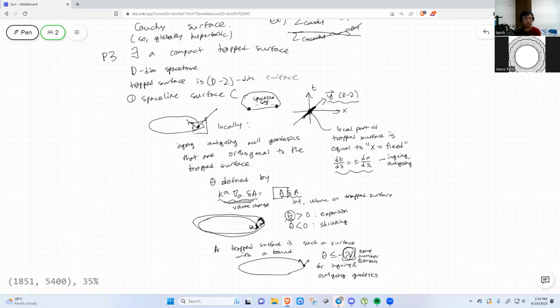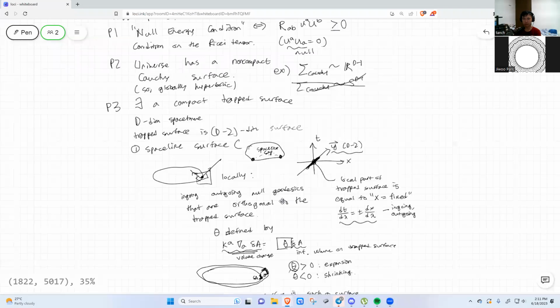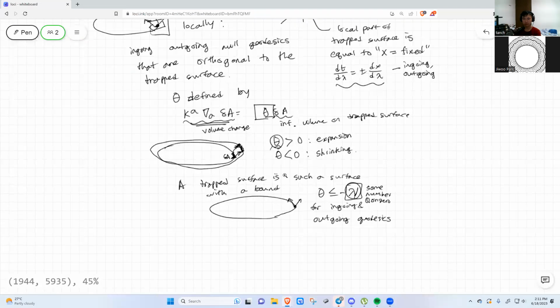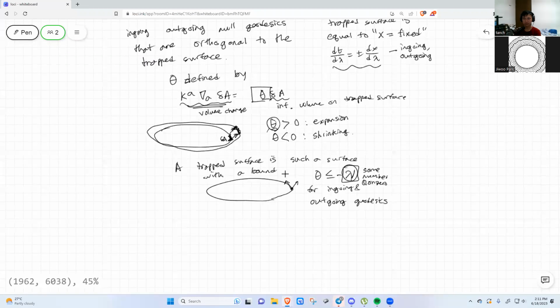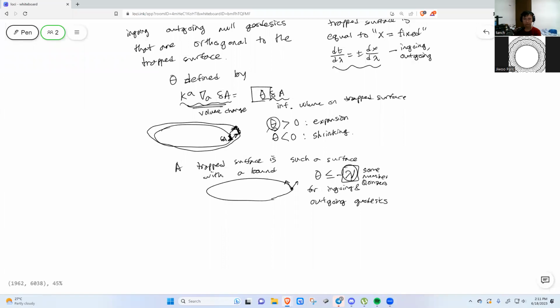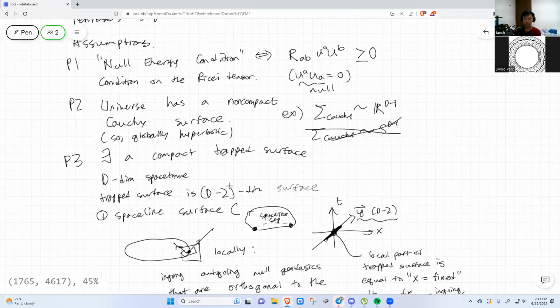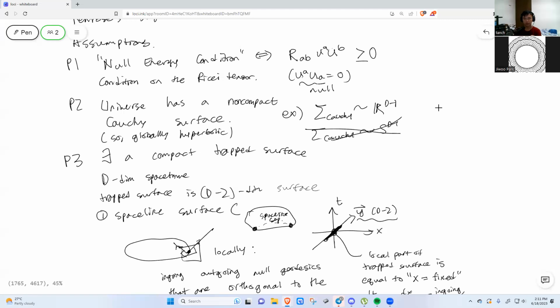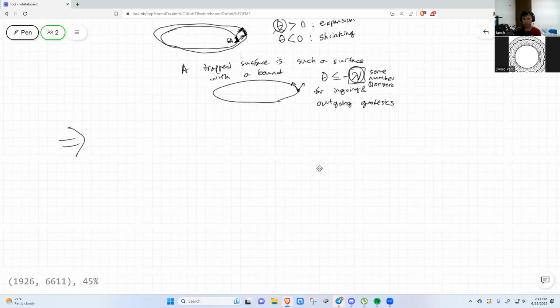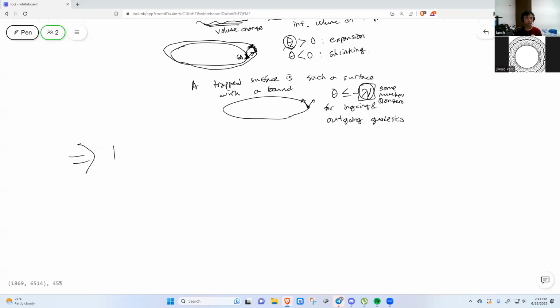Okay, cool. So these three propositions are the necessary assumptions for Penrose's singularity theorem. I would like to emphasize that for all practical purposes, the first proposition, the null energy condition, is important. The second proposition, that the universe has a non-compact Cauchy surface, is also really important and should not be forgotten. And the third proposition is, I guess, the juice of the theorem. From here, you can see the result is P4: the universe is geodesically incomplete.